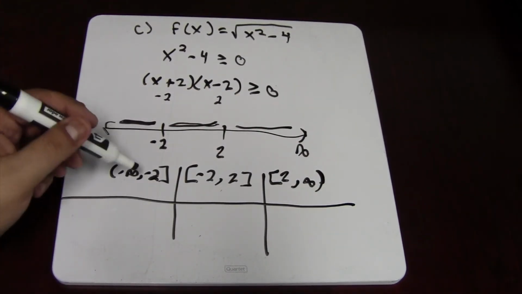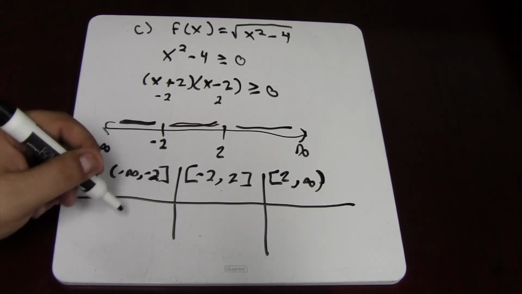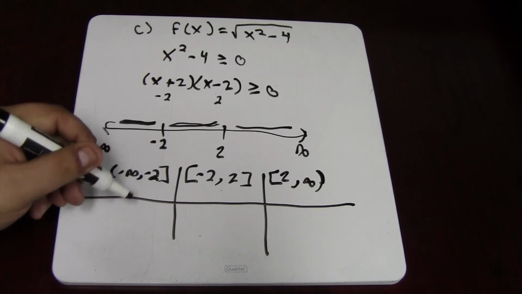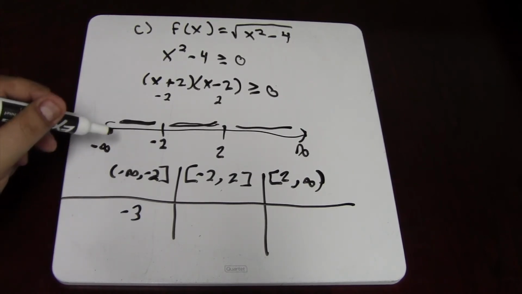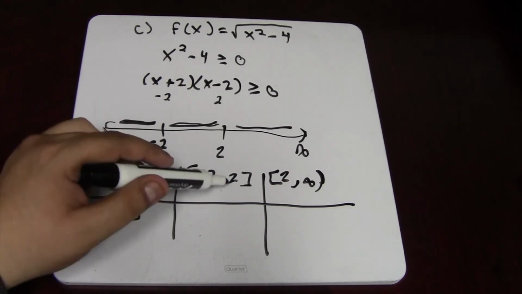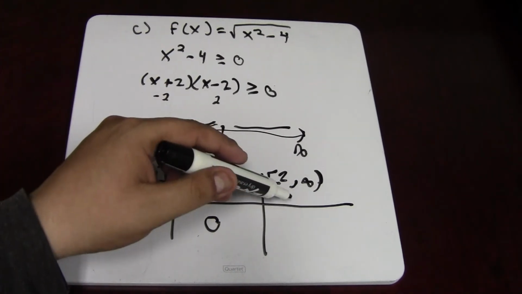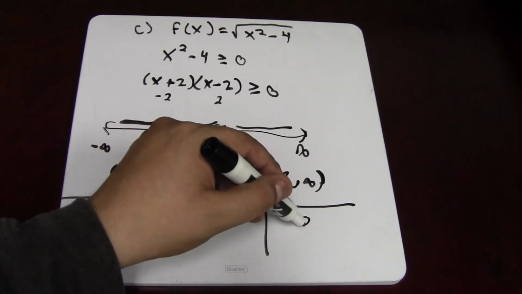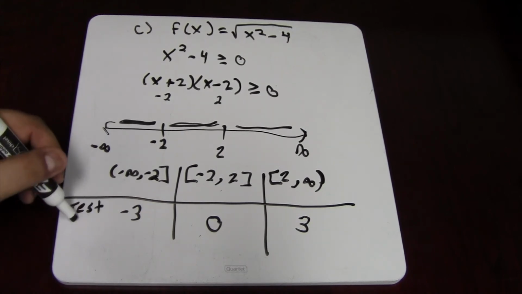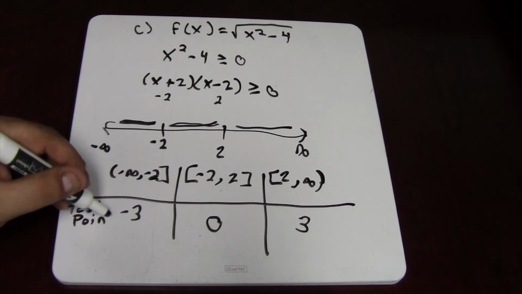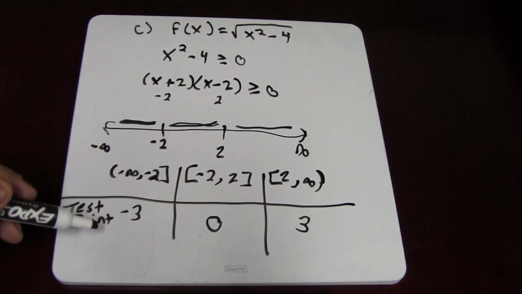The idea is we're going to pick some number that's inside this interval. So let's pick a test number. How about negative 3? That fits in this interval. Now we're going to pick something in between here. An easy one to pick is 0. And now we got to pick something here. 3 looks very obvious to pick. So these are our test points that we've picked.